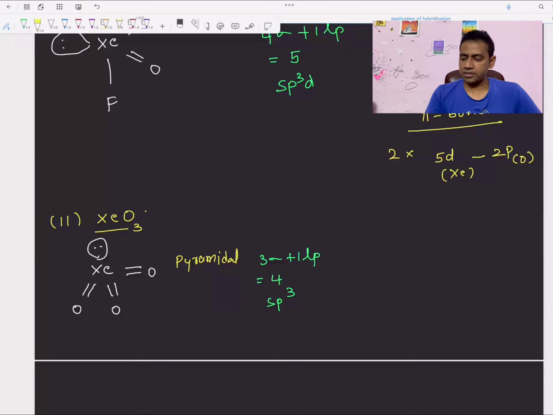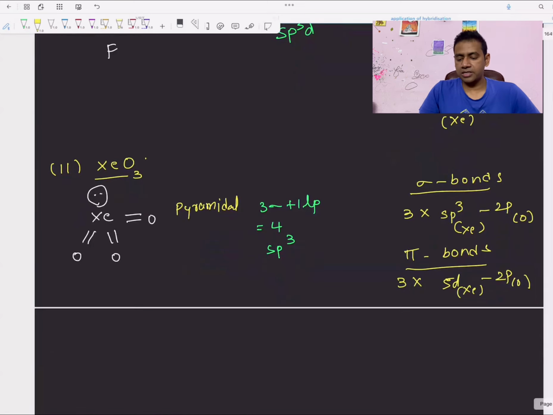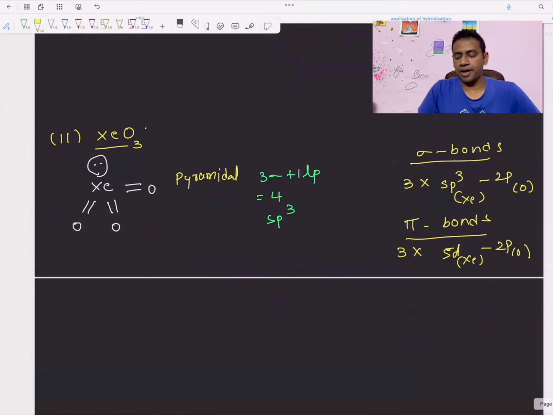We need to count the pi bonds and sigma bonds. We got sigma bonds. Total how many? 3 sigma bonds. All sigma bonds are identical, formed from sp3 hybrid orbital of xenon overlapping with 2p atomic orbital of oxygen, and also we have pi bonds. How many pi bonds? We have 3 pi bonds. Each pi bond must be formed from 5d orbital of xenon overlapping with 2p orbital of oxygen. Why did this happen? Because there is no p orbital left for pi bonding.